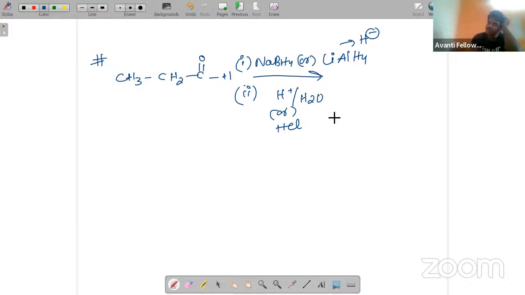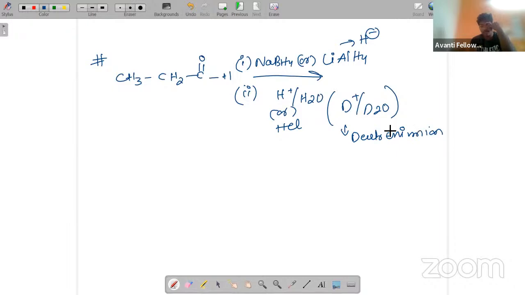Sometimes, to confuse you in your examination, they will give D plus D2O. What is D here? D is a deuterium ion. So now, what is going to happen here?